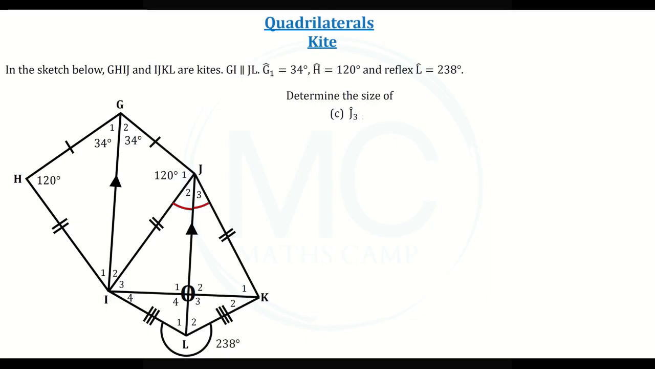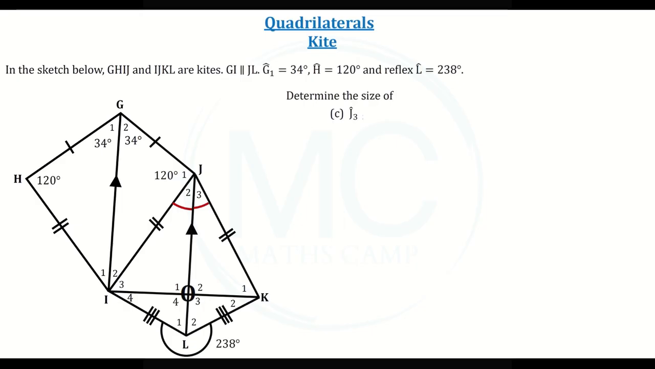In parts A and B, we had enough information to find the sizes of the unknown angles directly. But in this case, we don't have enough information to do so. So to tackle part C, we need to look at what we know and what we've been given. We know that angle J2 is equal to J3, so let's leave it red.